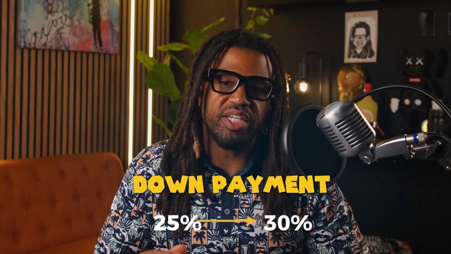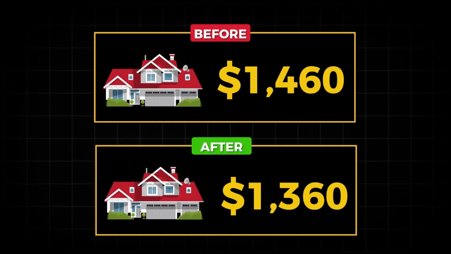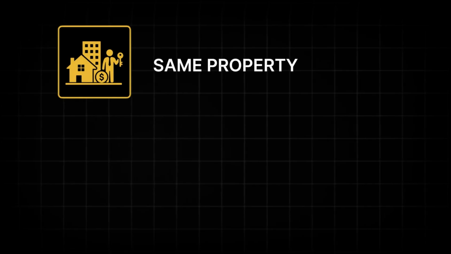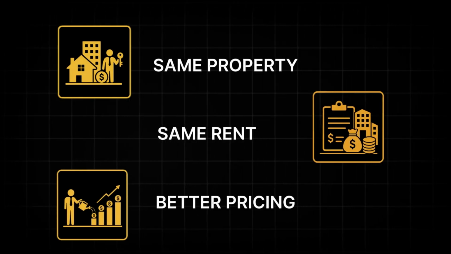You change the payment. Put 5% more down, 30% instead of 25. Now you're financing $210,000. Your principal and interest payment drops to about $1,360, and your total payment is around $1,762. $1,800 divided by $1,762 is 1.02. And just like that, you're back over 1.0. Same property, same rent, better pricing, nothing about the property changed.